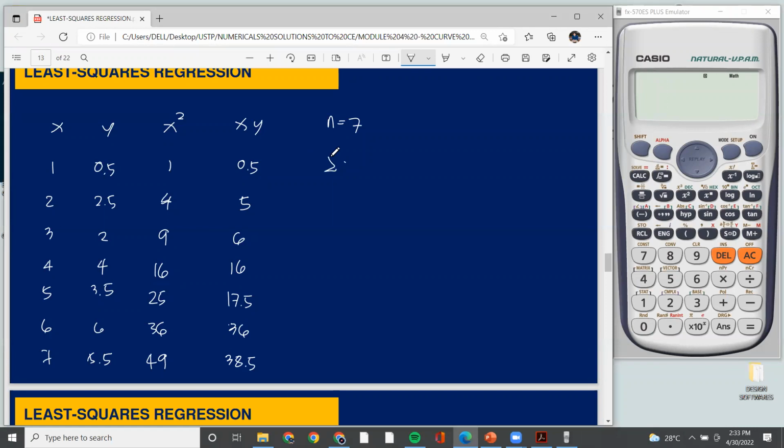Okay, sa ubos, kinahanglan ta ug summation of x. Pila man ang summation of x? Need nato summation of y. Need nato summation of x squared, and need nato summation of xy.